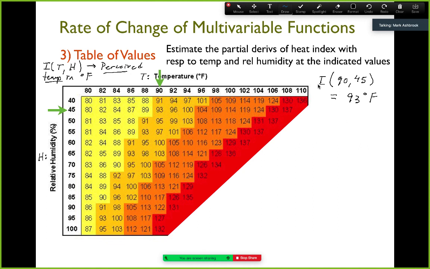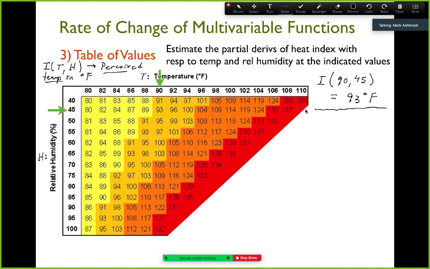Okay, so that's just utilizing the function. At 90 degrees outside and 45% humidity, which is a pretty realistic monsoon situation here in Arizona, it feels like 93 outside. Okay, so now what about partial derivatives? What about rate of change?